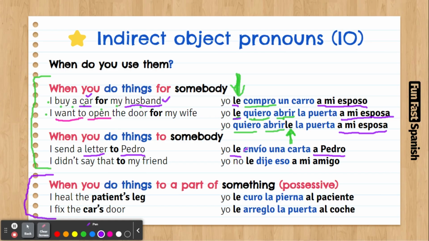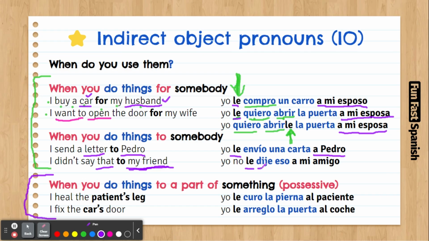Another example: I didn't say that to my friend. What is said? That. This is the direct object because this is what is said. I don't know what it is, but that is what was said. And who was the favored person here? My friend. Therefore, this is going to be the indirect object here. My friend is obviously a third person. It can be a girl, it can be a boy, it can be anything. So we are going to use the le. So yo no le dije eso a mi amigo.